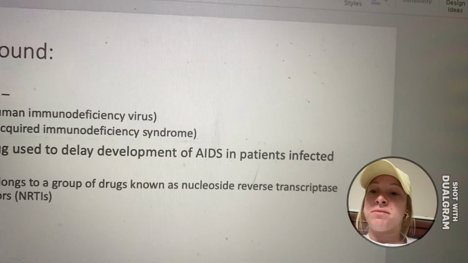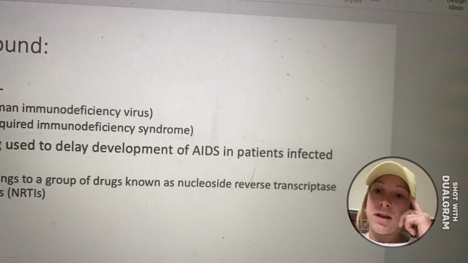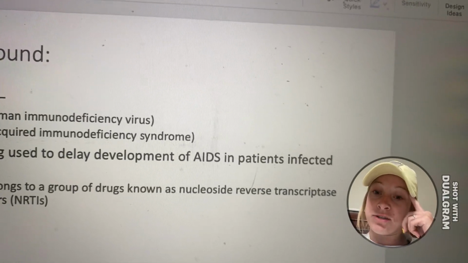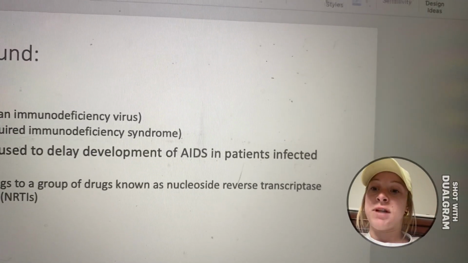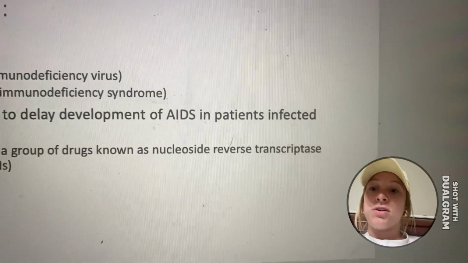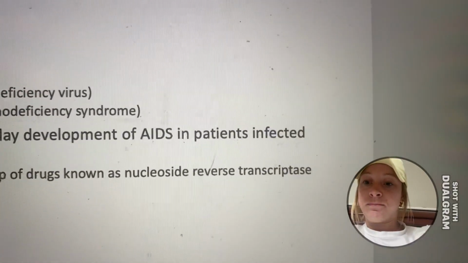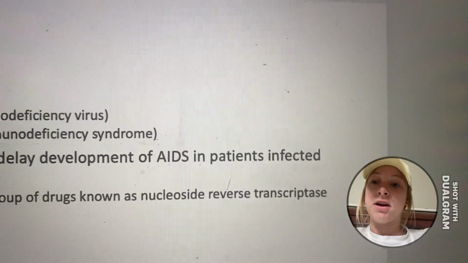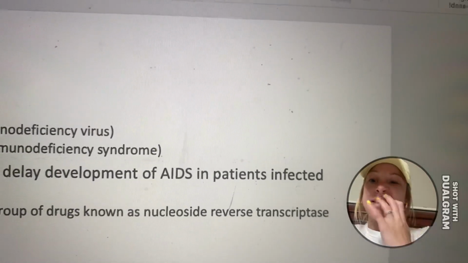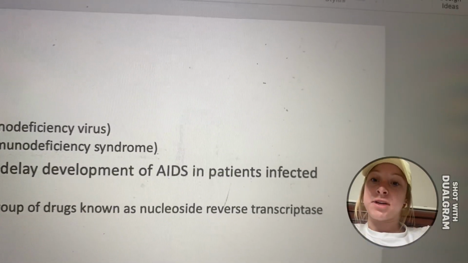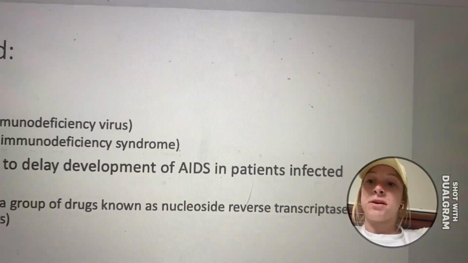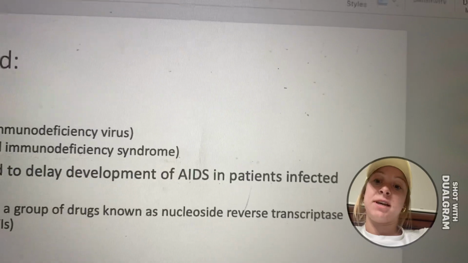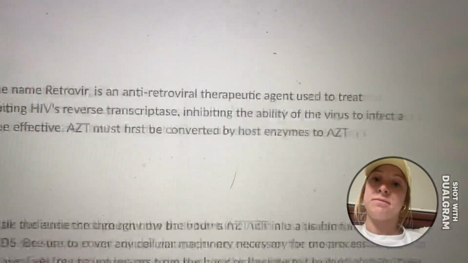The virus can be transmitted through contact with infected blood, semen, or vaginal fluids. Within a few weeks of HIV infection, flu-like symptoms such as fever, sore throat, and fatigue can occur. Then the disease is usually asymptomatic until it progresses into AIDS. AIDS symptoms include weight loss, fever or night sweats, fatigue, and recurrent infections.